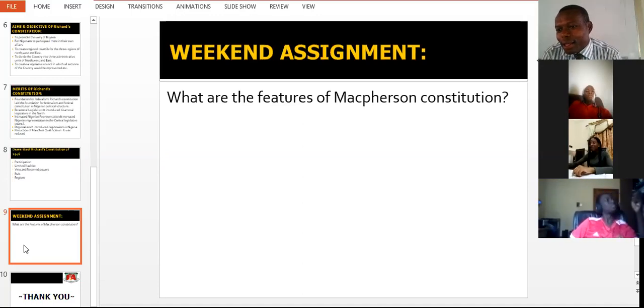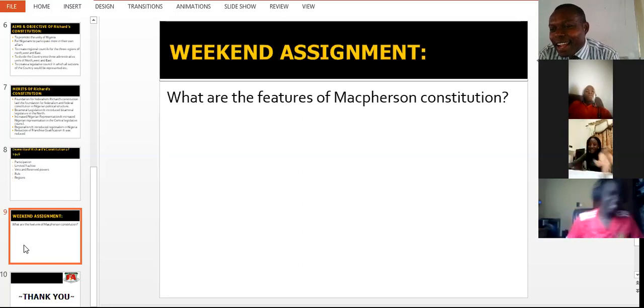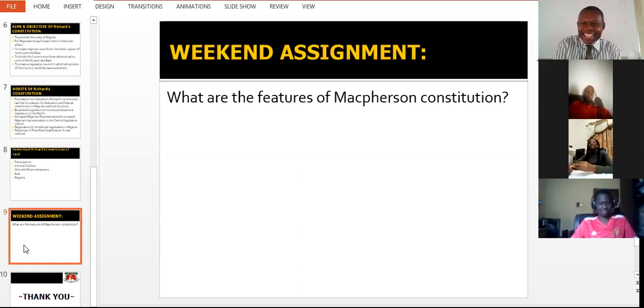By camera registration. Okay, by camera. Explain it. You mean you have to read it. What do you mean by camera registration? Like chamber, lower chamber, something like that. By camera legislature. Is it lower chamber?